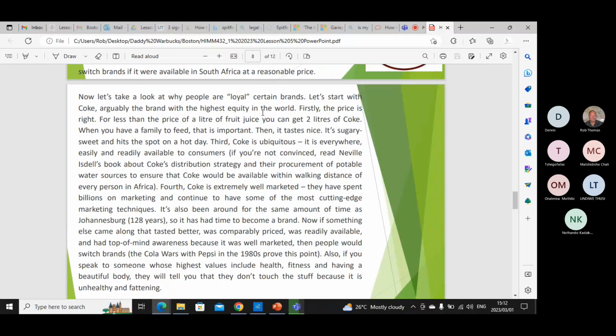So listen, that's how people switch, guys. They switch to no-name brands because it's cheaper. And if you've got 3 kids and they don't care what it is, as long as it's sugary and they can have a hot dog and a burger and drink some Coke, they'll drink it. So when you have a family to feed, that's important. Then it tastes nice. It's sugary, sweet, and hits the spot on a hot day. Third, Coke is ubiquitous.